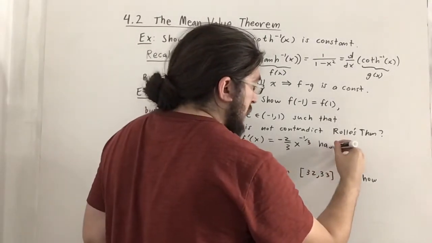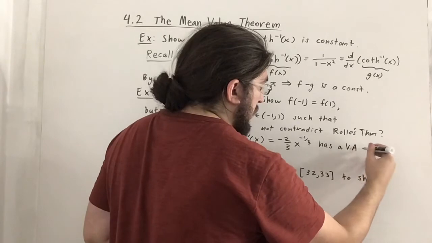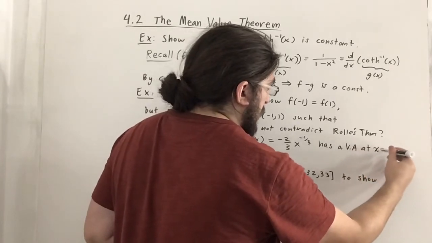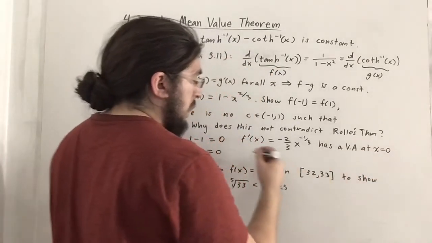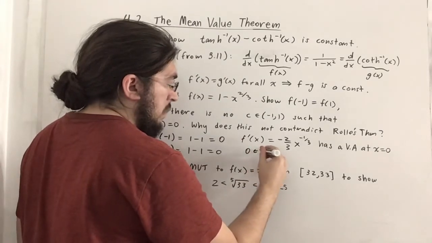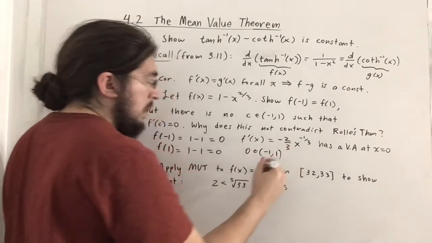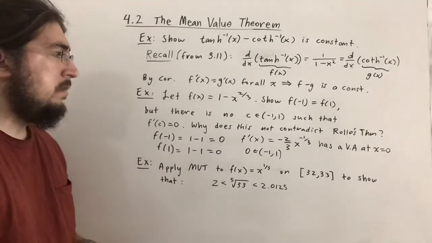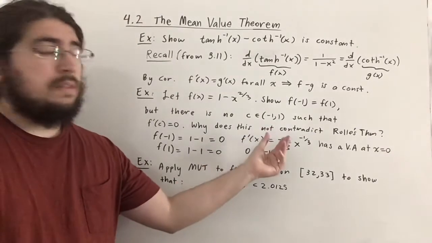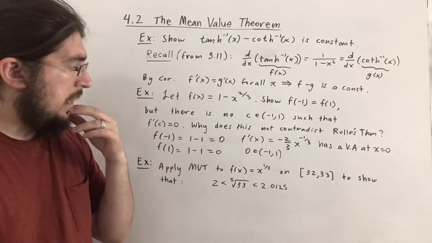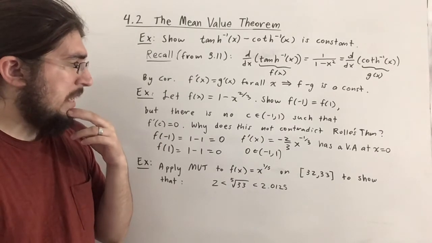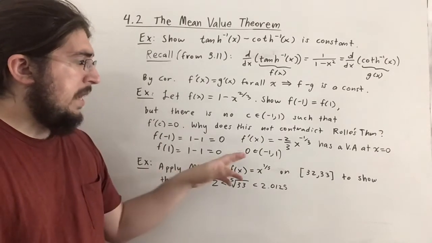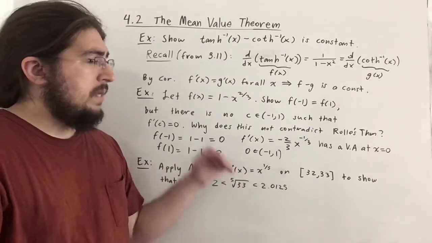So let me write that has a vertical asymptote (VA) at x equals 0. And notice x equals 0 is in the interval negative 1 to 1. From negative 1 to 0, this function is increasing, and then from 0 to 1, it would be decreasing.